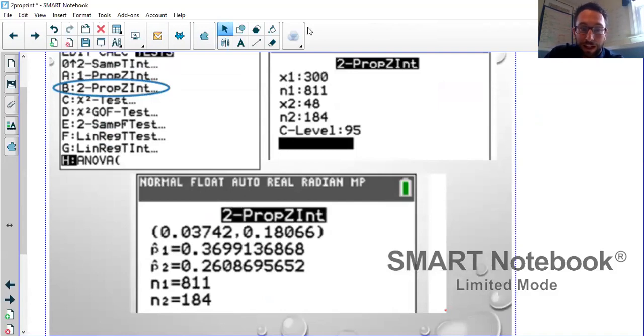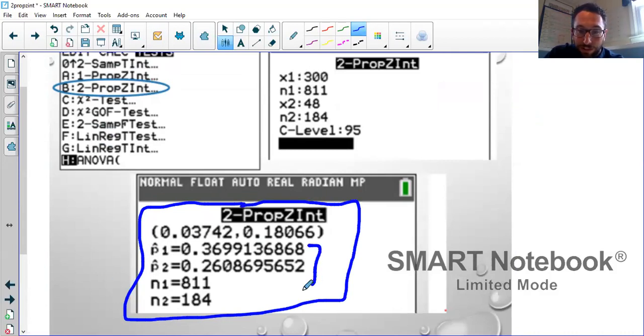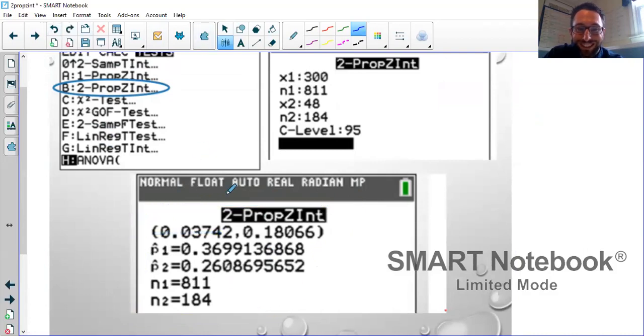On my AP exam, after I check the conditions, I'm literally copying this. Now, you might not copy these numbers because they're already in the table that you created. We don't need to be redundant. Realistically, I'm probably just copying these things because all of this was in the table that I already made.